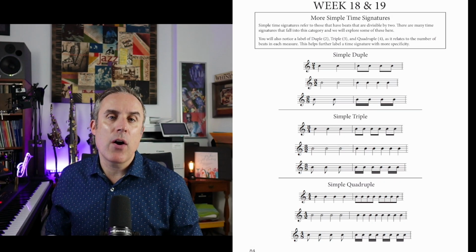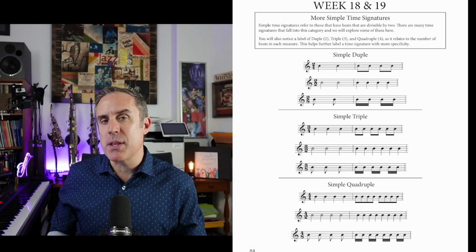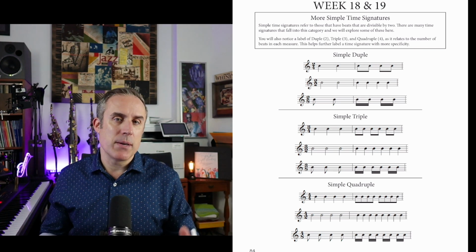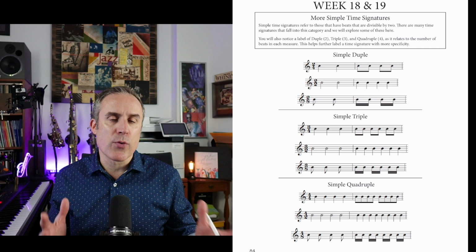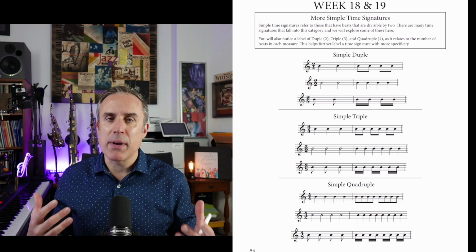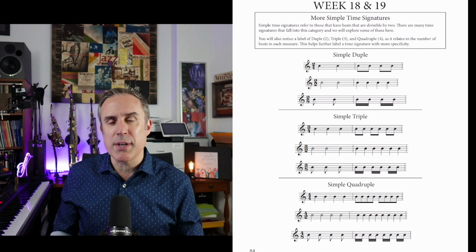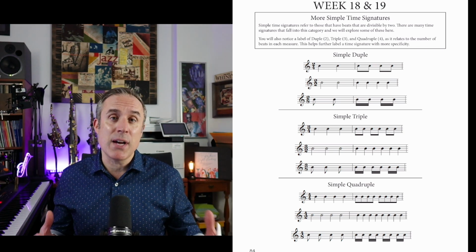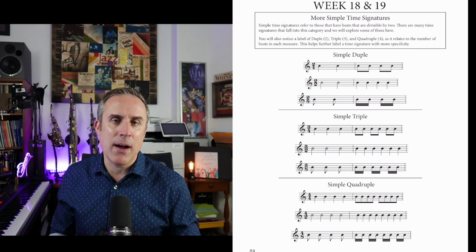All right, here we are on the first page of week 18 and week 19, and you'll notice at the top of the page it says more simple time signatures. Now, why does it say more? Because from weeks 1 through week 17, all of our exercises, all of the rhythmic concepts that I've introduced, all of the musical sight words that I've introduced, including those that have dotted rhythms or ties, have all been in 4/4 time, in common time.